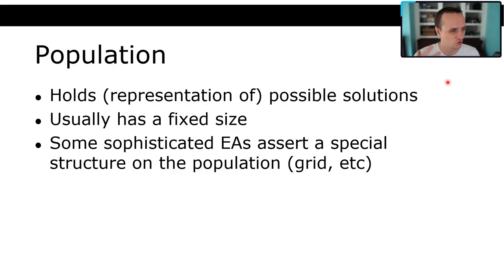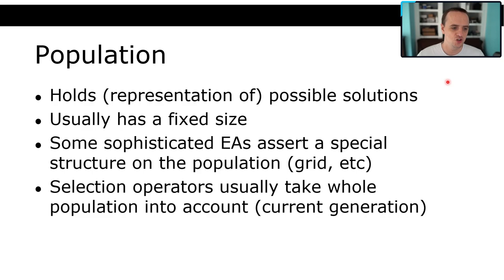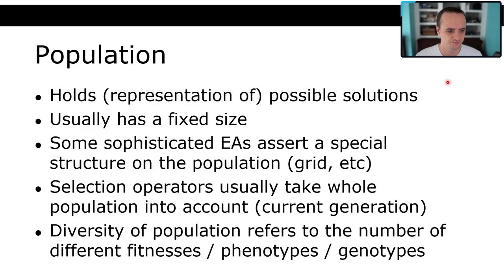Selection operators usually take the whole population into account. So that means, for example, if we're looking to choose parents, we're going to evaluate everything in the population, and then we're going to use some algorithm for selecting which thing to pick. We'll get into those selection algorithms, and crossover and mutation. The diversity of the population refers to the number of different fitnesses and phenotypes and genotypes. So diversity meaning we don't want just two parents to make all of the things in our population. We would want a genetic diversity.